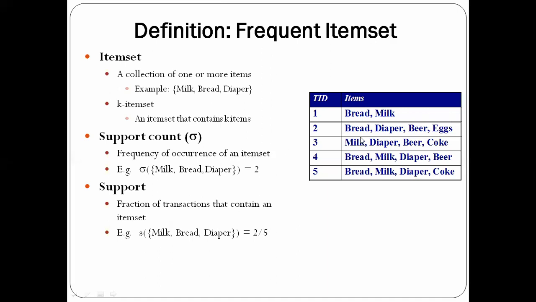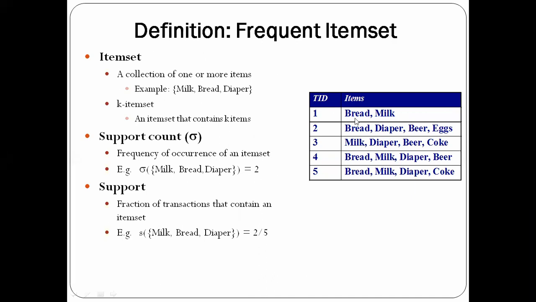Next, check the second transaction: milk, diapers, beer. Sorry, bread. It is not present in the second transaction either. Next, go to the third: milk, bread, and then diapers. It is also not present. Next, see the fourth and fifth transactions. Milk, bread, and diapers: it is present, right? It is present in the fourth transaction and also in the fifth transaction. Since it is present in two transactions, the count is two. So the support count of the item set milk, bread, and diapers is equal to 2.